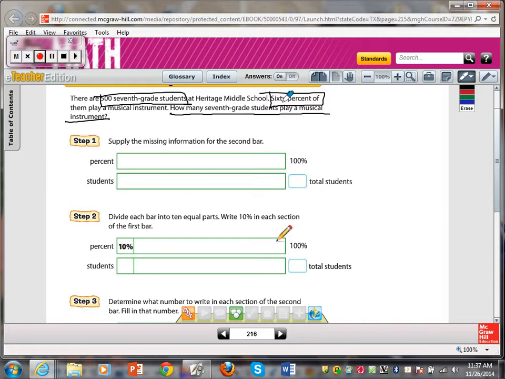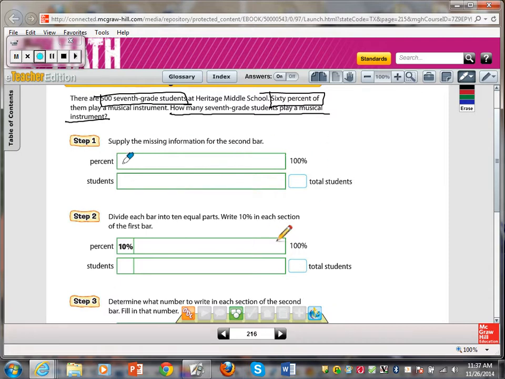They told us that 60% of them play a musical instrument, 60% of 500. Well, we want to know what the actual number of students is, not in percent form, but in actual number of students. So supply the missing information for the second bar.